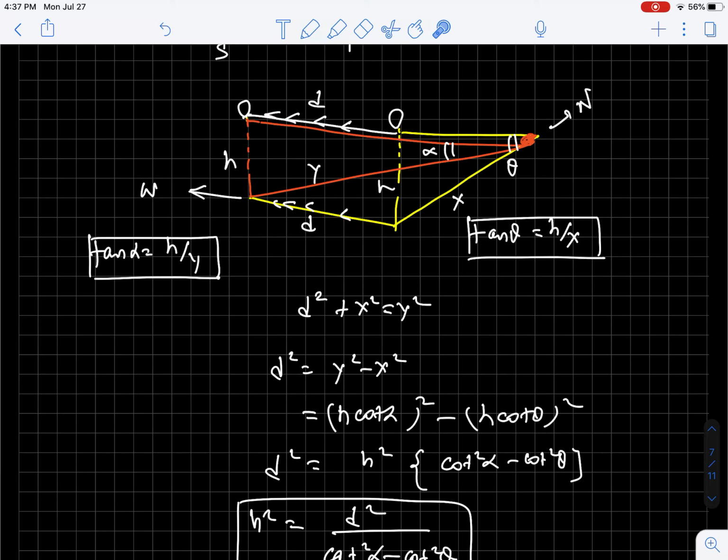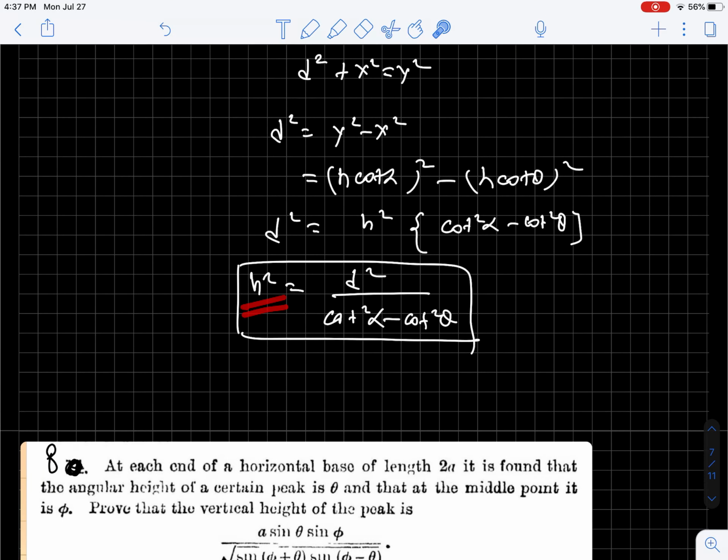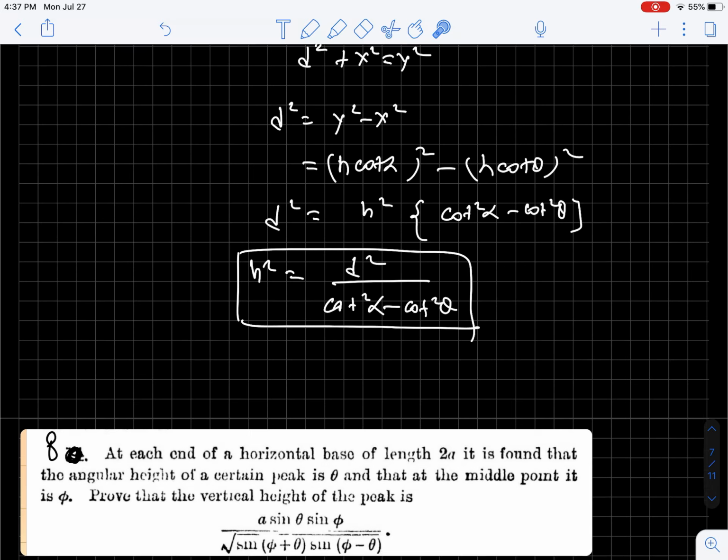And what's the relation between d, x and y? You will say d square plus x square equal to y square. D square equal to y square minus x square. Y square is simply h cot alpha whole square, x is h cot theta whole square, and d square equal to h square into cot square alpha minus cot square theta. And height of the balloon is d square divided by cot square alpha minus cot square theta.